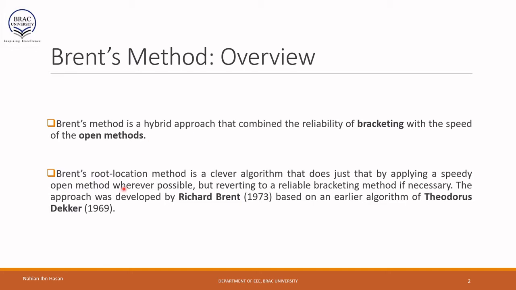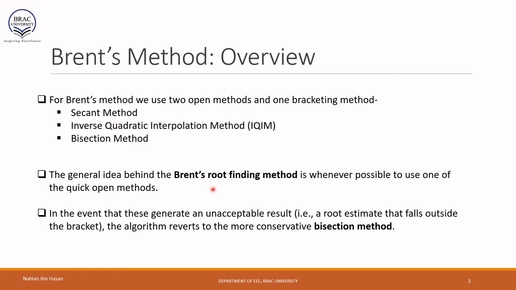This method was developed by Richard Brent and Theodorus Dekker in 1973 and 1969. Dekker discovered this method earlier in 1969, and based on his approach, Richard Brent modified the whole algorithm. That's why it is known as Brent's method. In Brent's method, we are going to use two open methods and one bracketing method. The open methods are the secant method and the inverse quadratic interpolation method that we have covered in the previous two lessons. For the bracketing method we are using the bisection method. So Brent's method is a combination of all of these three methods.